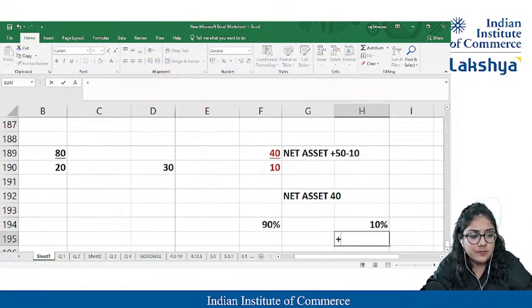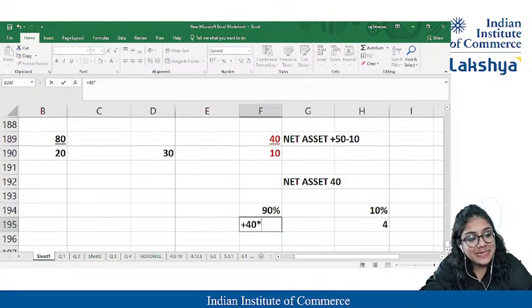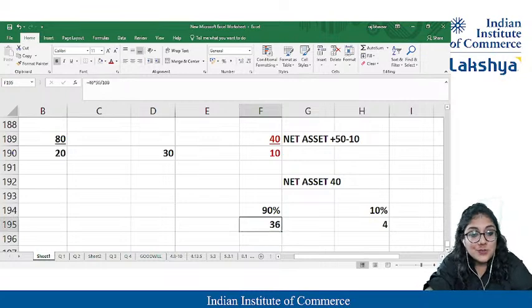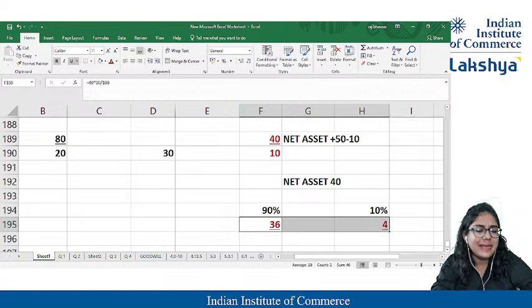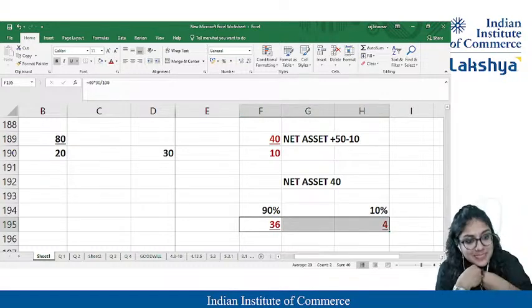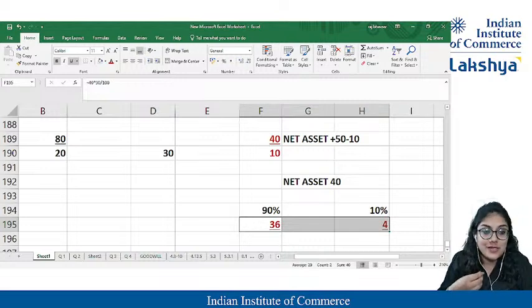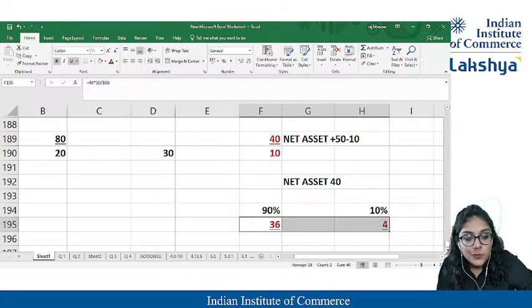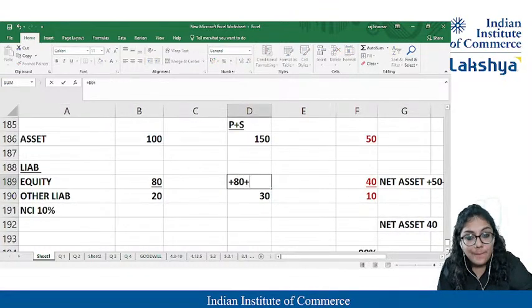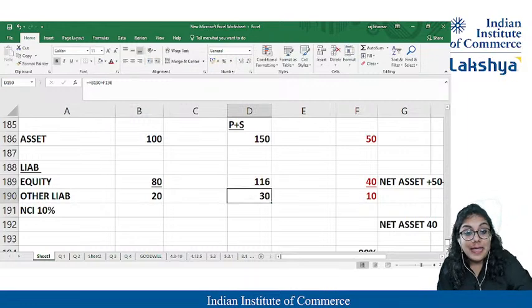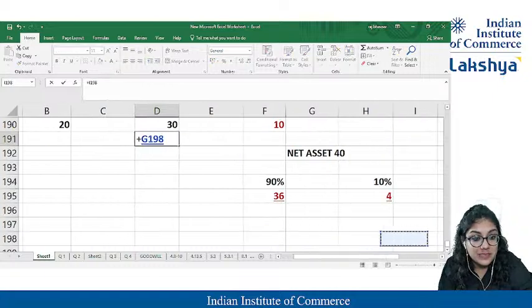So what will be the situation? 40 into 10%, and 40 into 90%. So 36 and 4 is to be taken care of, and that is only to be added. That means only this much portion is ours. So in equity, we can add only our portion and not theirs. That means in this equity, I'll add 80 plus 36, and over here in NCI, 10%, I'll be adding the 4, whichever the valuation based.